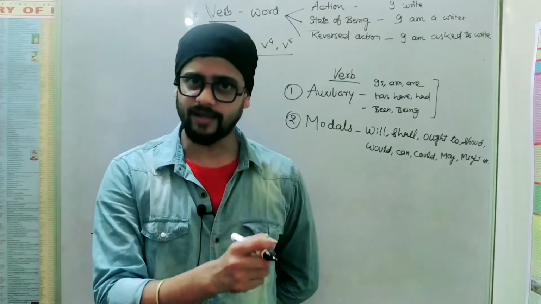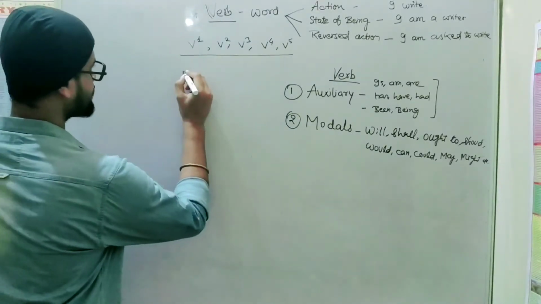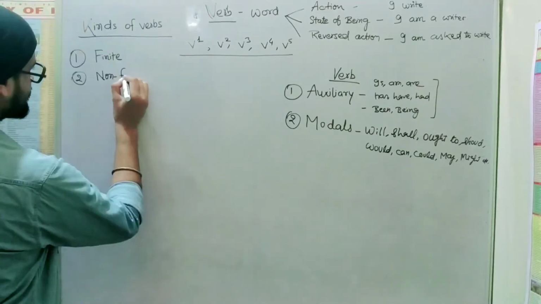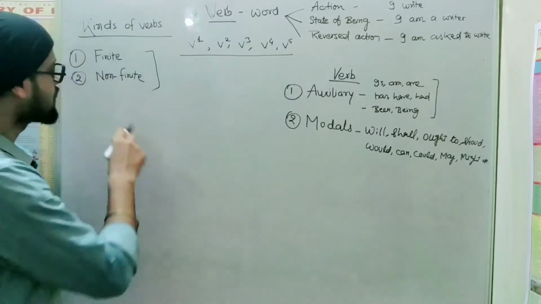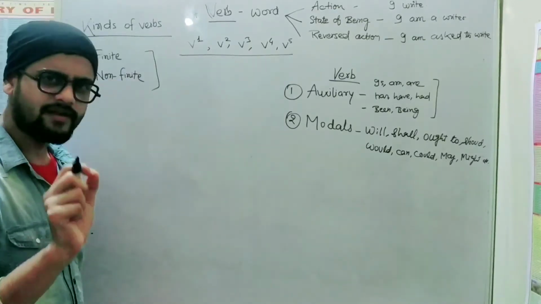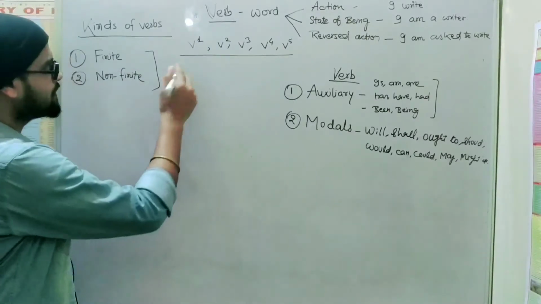Now you need to understand there are two kinds of verbs in English grammar. Number one, your finite. Number two, your non-finite verbs. Correct? So if I write this here, one is your finite and the second is your non-finite verb. We will understand each term one by one. But before I jump to this, let me tell you an example.